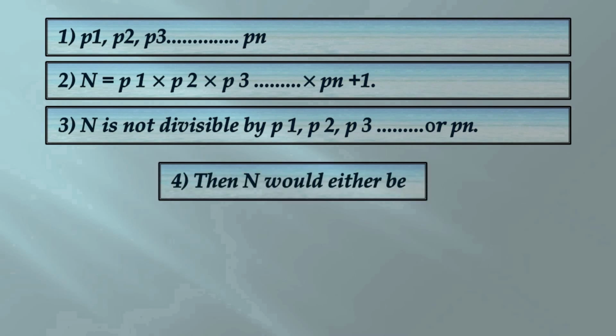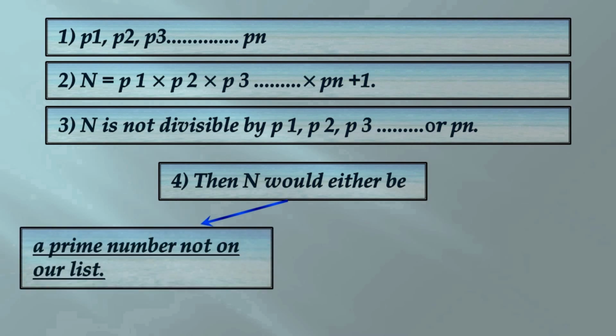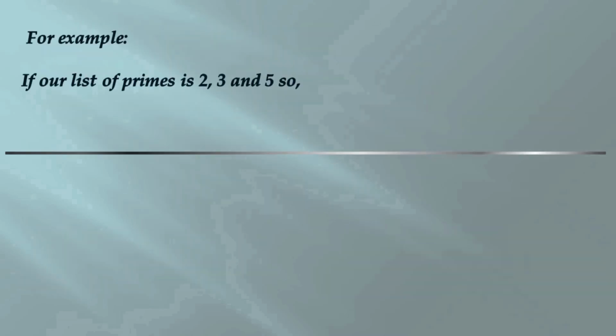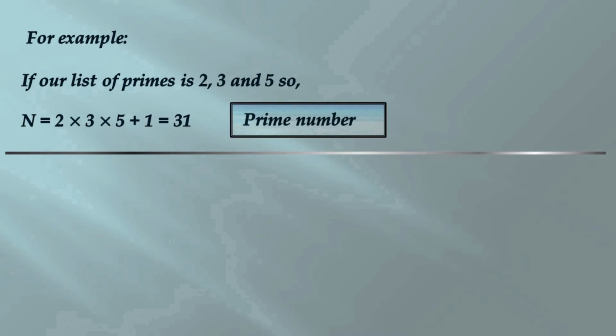Then n would either itself be a prime number not on our list, or would be divisible by another prime number not on our list either, contradicting the assumption. For example, if our list of primes is 2, 3, and 5, the number n equals 2 times 3 times 5 plus 1, this is 31, which is a prime number not on the list.